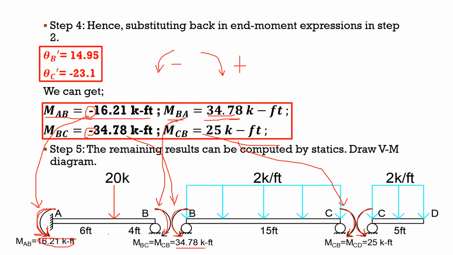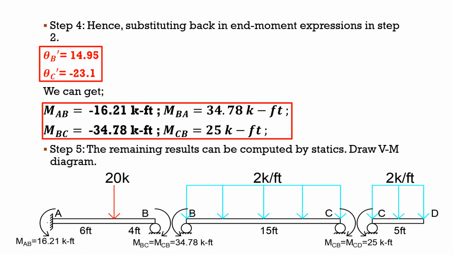So how do you get the reactions now? For sure, it is not only the moment that is carried over, guys, di ba? There is also AY, then AX, but AX is 0 since we don't have horizontal loading. So it is 0.